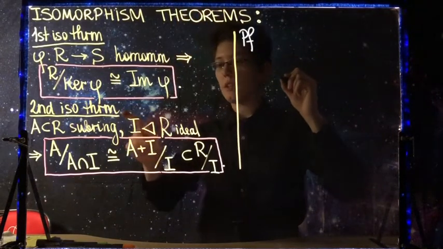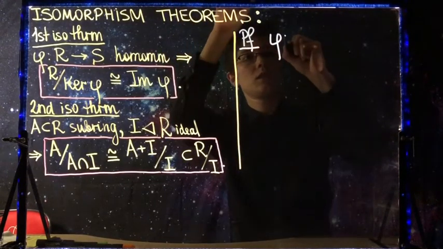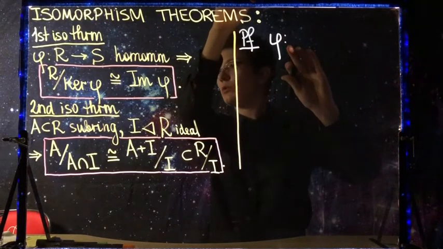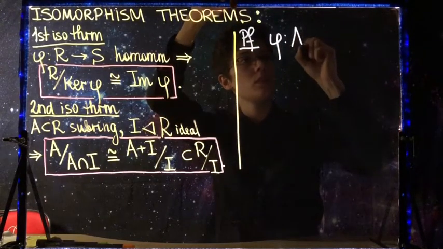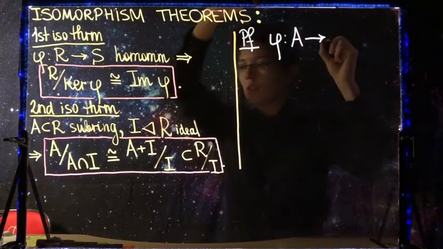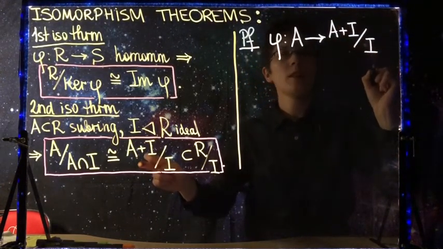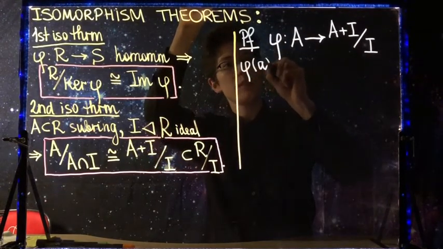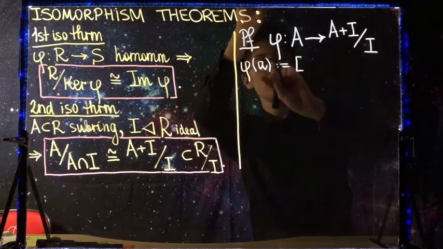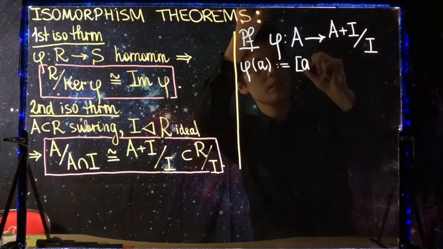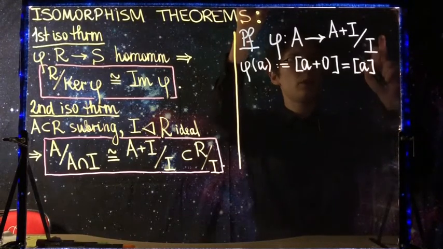Let us prove this second isomorphism theorem. Our strategy will be to employ the first isomorphism theorem, and so we construct a homomorphism phi from A to A plus I quotient by I, which sends the element a to the equivalence class a plus 0, or we can simply write it as a inside of this quotient ring.